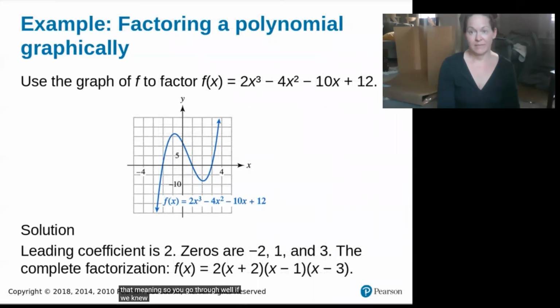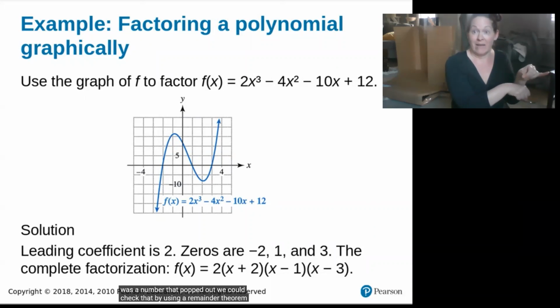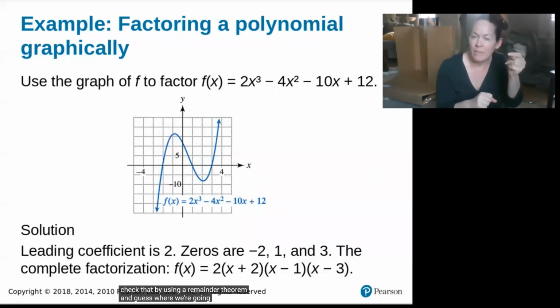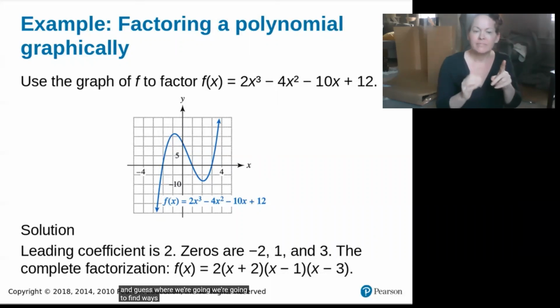Well, if we knew one of the roots, let's say it was a problem we had that we knew was a polynomial, and we knew one of our solutions somewhere in all of this, 3 was a number that popped out, we could check that by using our remainder theorem. And guess where we're going? We're going to find ways that we can figure out what possible roots are. The keyword is possible.